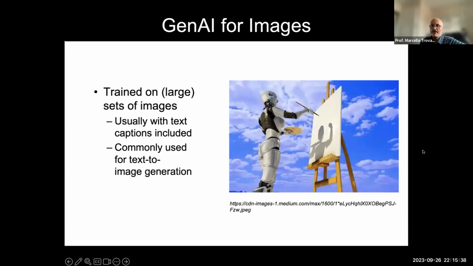So we have images. When we think of deep fakes, for example, and other techniques that are related to GenAI, we see that they're based on large sets of images. We also have some text captions included, and we can automatically create specific images based on some sort of description.